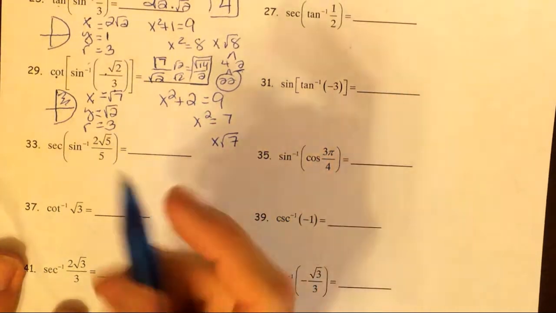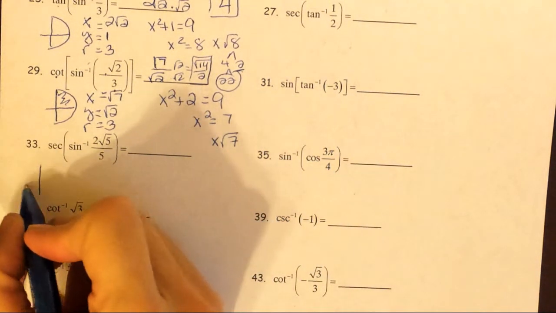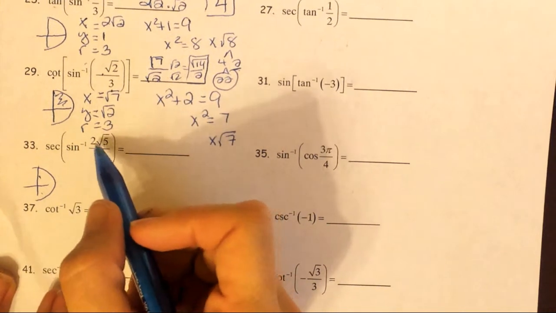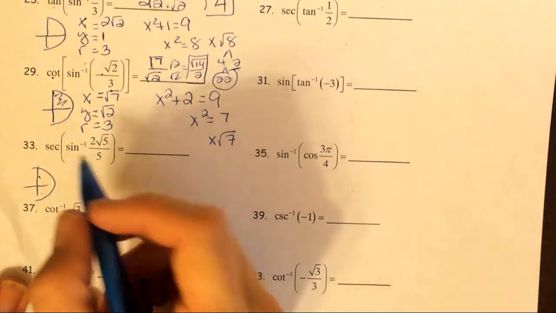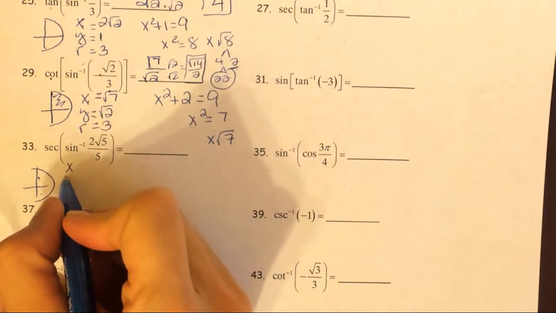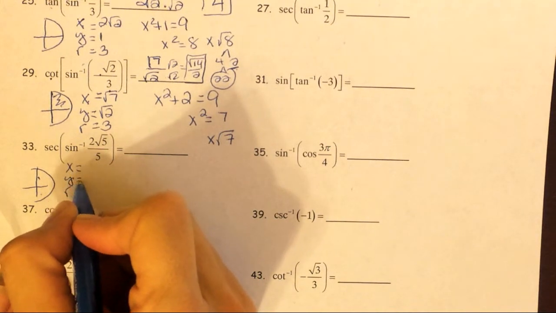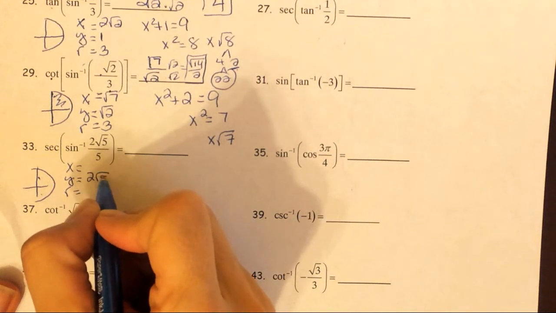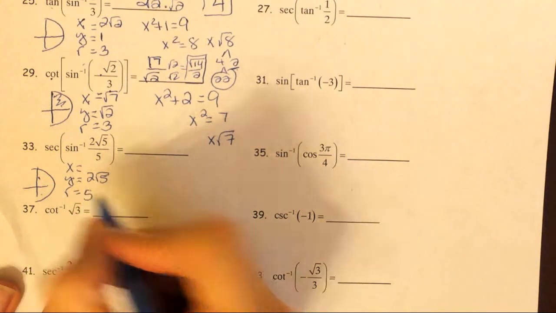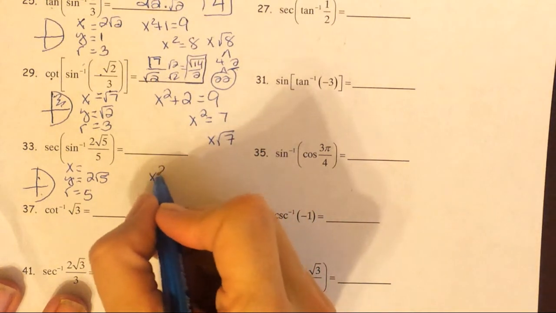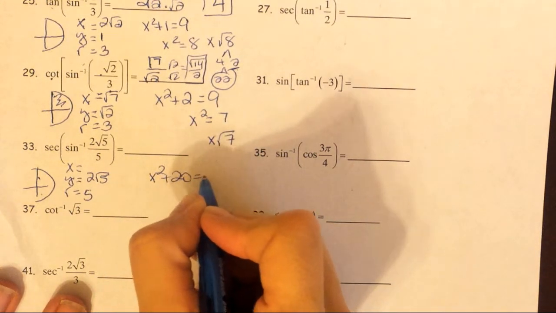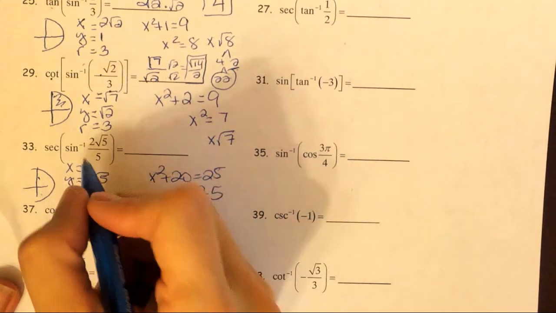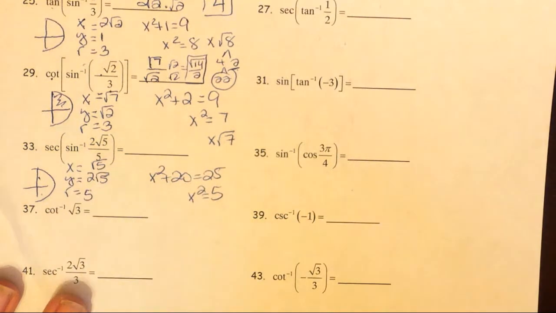Number 33. Sine inverse, again, I'm thinking quadrants 1 and 4. It's positive. I'm trying to find 2 root 5 over 5 on my circle. It's not there. So again, guys, we got an x, y, and r problem. Because it's sine, I know that I have 2 root 5 for y. My r is 5. So x squared plus y squared equals r squared. X squared equals 5. So x is the square root of 5.